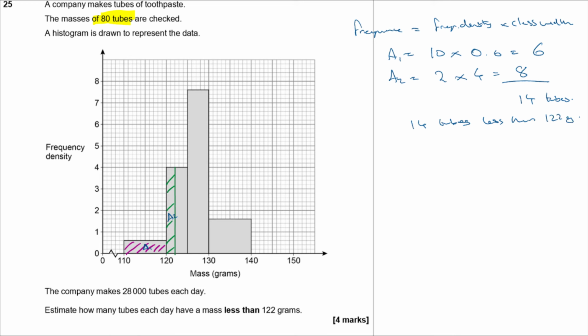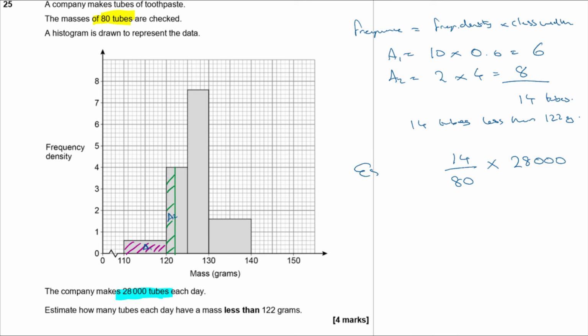So what fraction of all the tubes is that? As a fraction, I've got 14 tubes out of a total of 80 tubes that are underweight. If I take that fraction and multiply it by the total number of tubes that the company makes each day, I should find the number that is going to be less than 122 for the whole day, as an estimate.